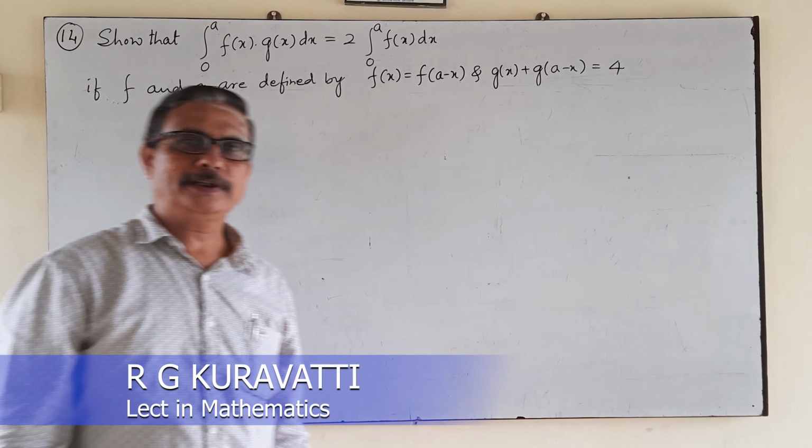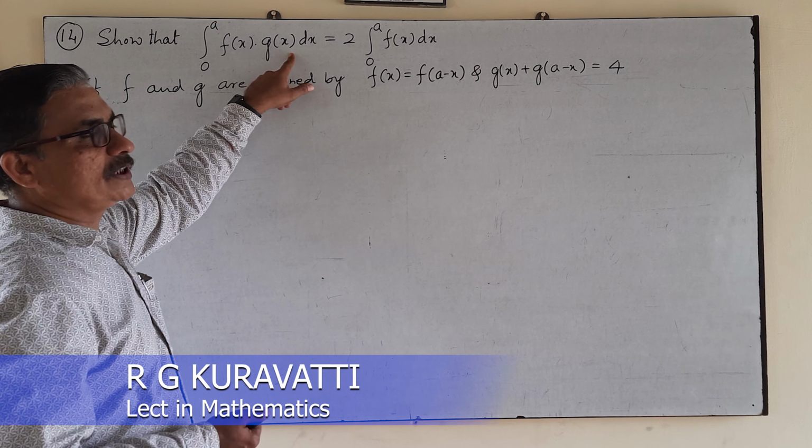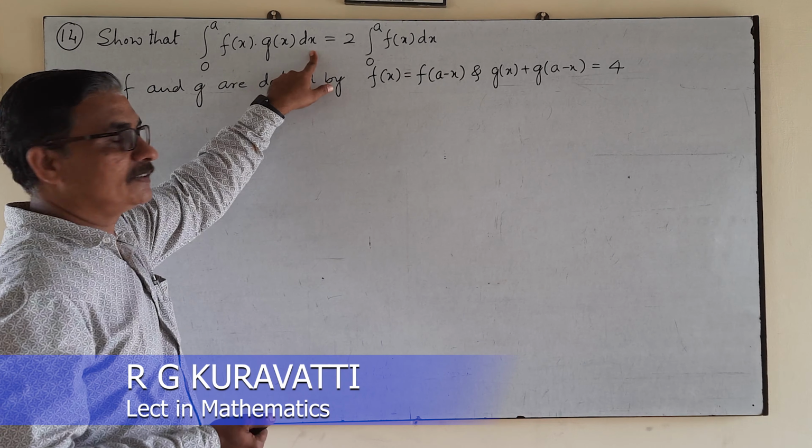Good morning, students. Again, by using properties of definite integrals to solve some more problems. Problem number 14: show that the integral from 0 to a of f of x into g of x with respect to x is equal to 2 times the integral from 0 to a of f of x with respect to x.